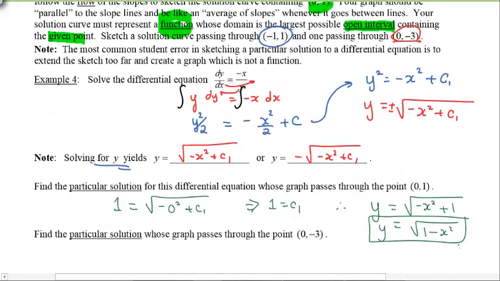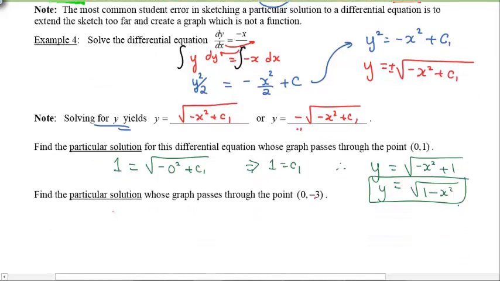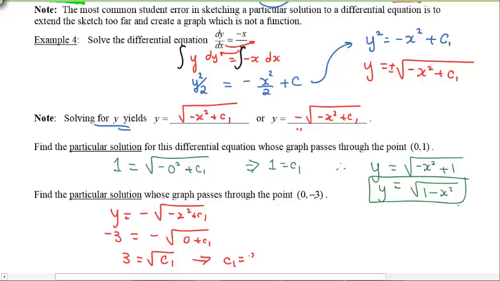It's half a circle with radius 1. Trying the next one with the 0, negative 3, same business, but this time because it's 0, negative 3, I should use the second equation, the one that says y equals negative root of negative x squared plus c1. So negative 3 equals negative the square root of 0 plus c1. Then negatives cancel out. I get the square root of c1 is 3, or c1 equals 9.